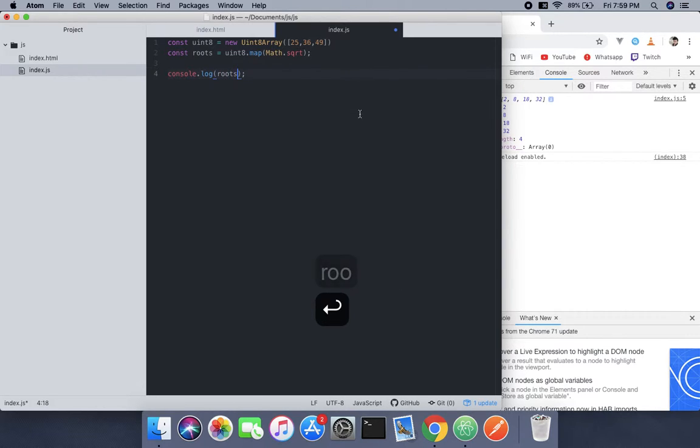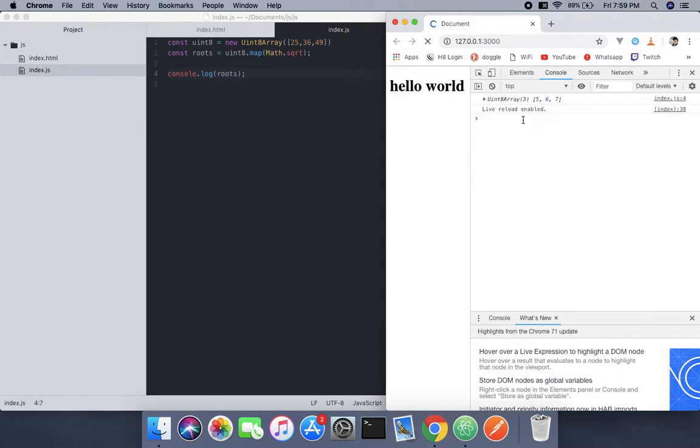Roots. So what it does is go to each of the elements, find the square root of that, and return it to roots, and after that we are getting it in roots by logging on the console. So 5, 6, 7. So hope you guys understand.